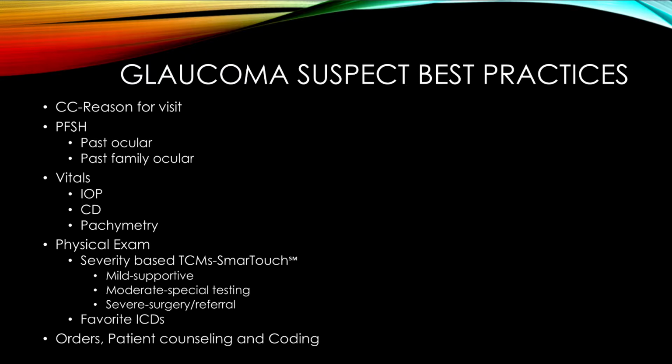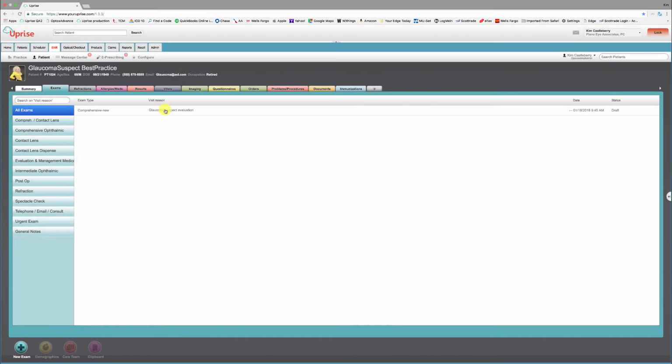So let's jump into the EHR and look at a glaucoma suspect exam. Looking at a glaucoma suspect evaluation, I like to go to the exam tab right here and get a quick preview of what I'm walking into when I walk into the exam room. I can see here that the patient's coming in for a glaucoma suspect evaluation under visit reason, and under exam type it's a new comprehensive exam.